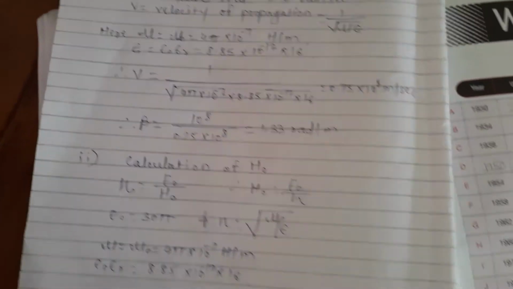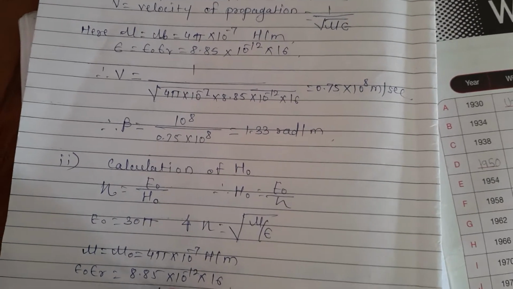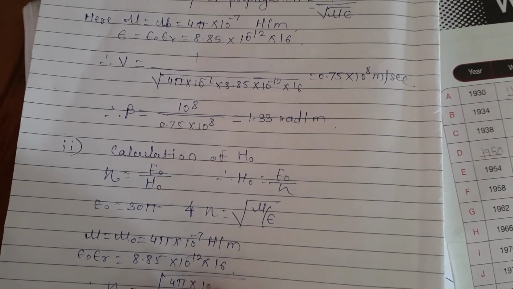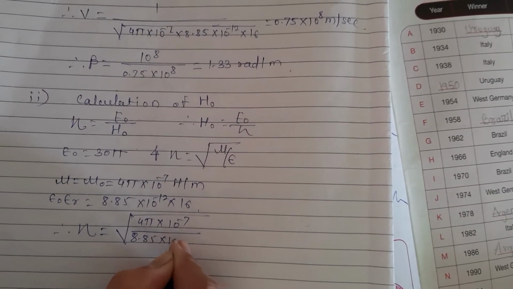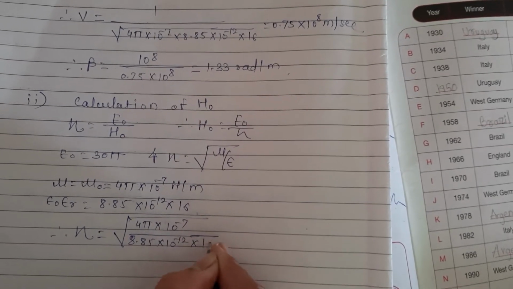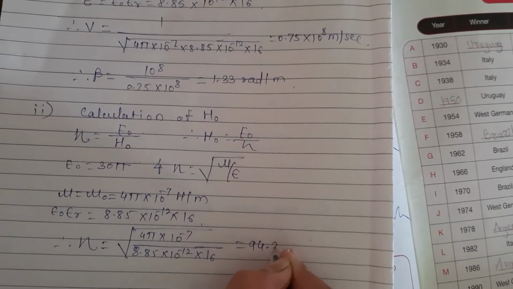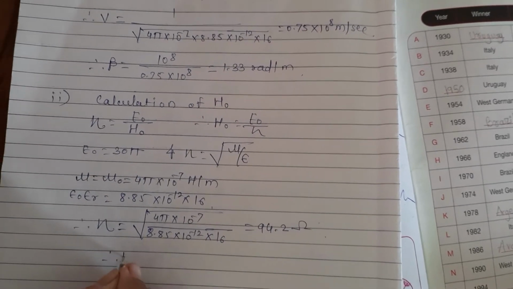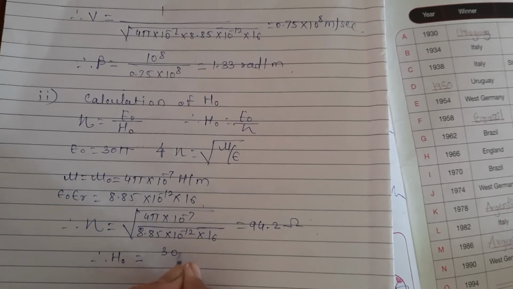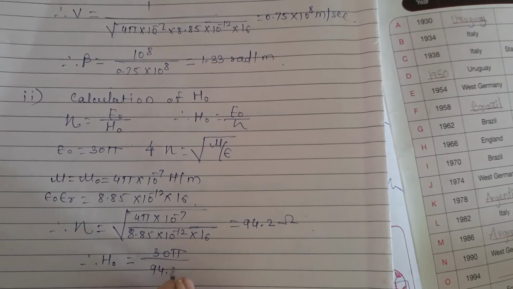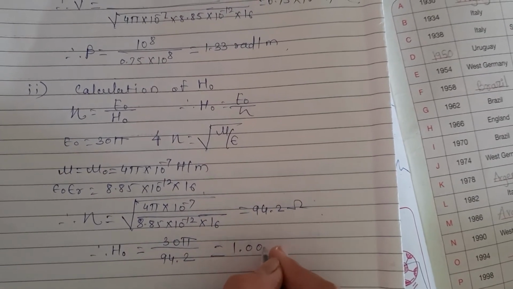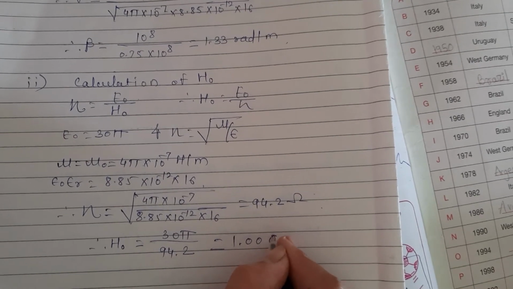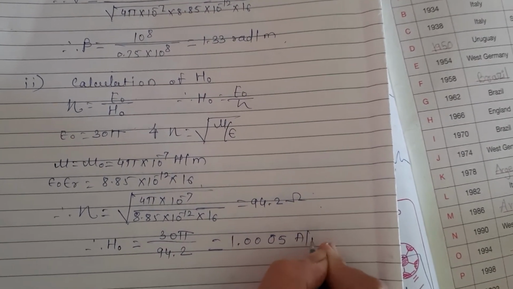So it is equal to 4 pi into 10 raised to minus 7 divided by 8.85 into 10 raised to minus 12 into 16. So this value is 94.2 ohm. Therefore H0 is equal to 30 pi by 94.2. Its value is 1.0005 ampere per meter.